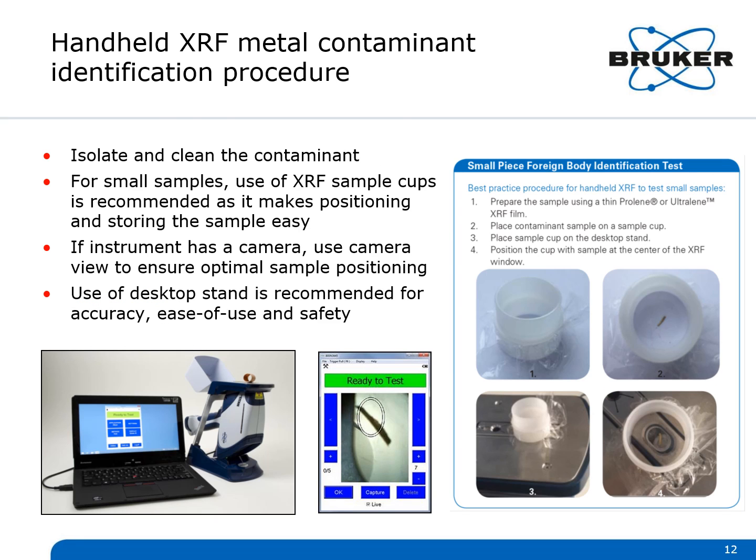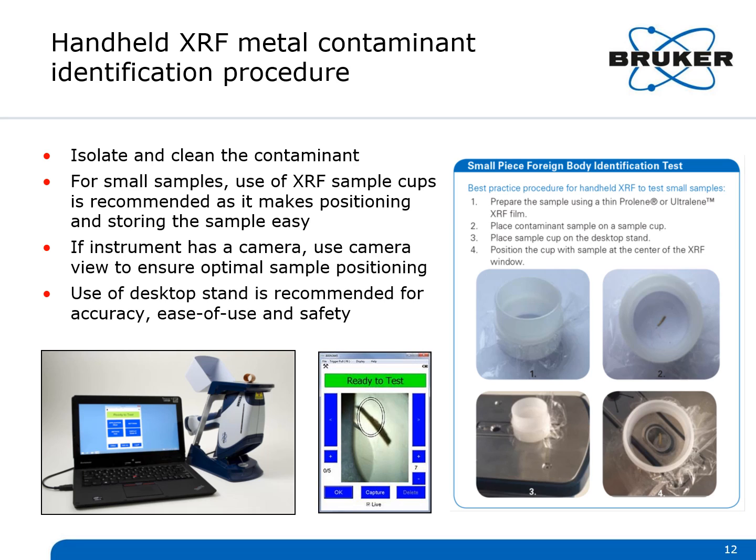The actual procedure to identify a metal contaminant with handheld XRF is straightforward. You isolate and clean the contaminant. If it's a small one as pictured here, it's recommended to sandwich the sample with thin film and then place it in an XRF sample cup.